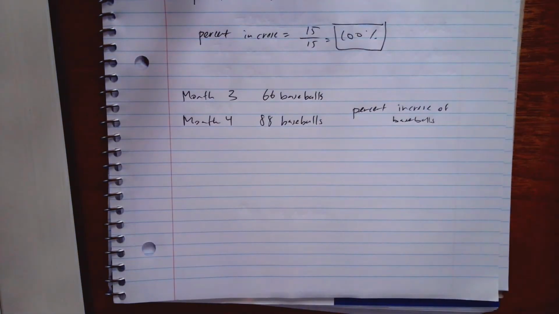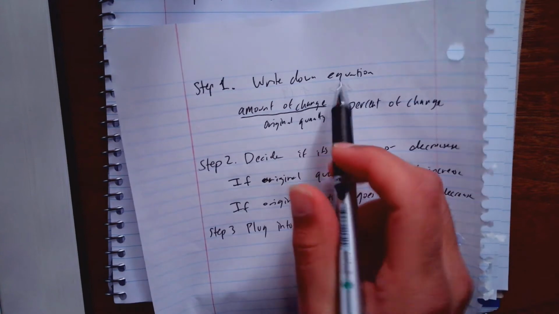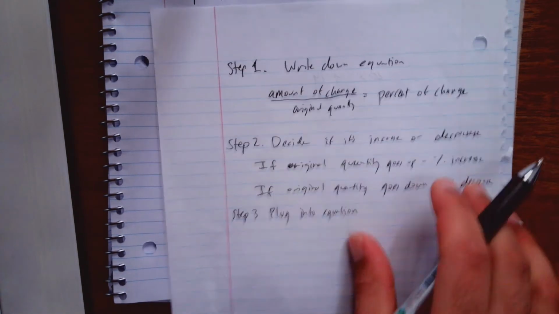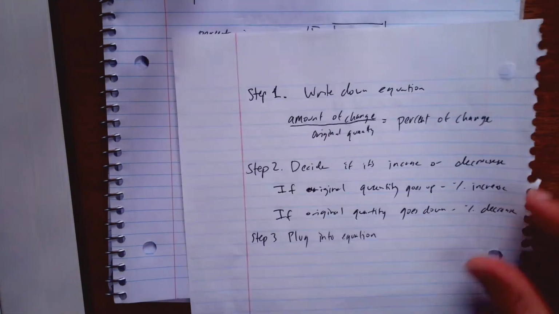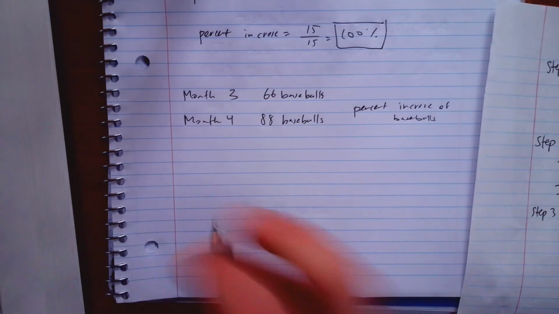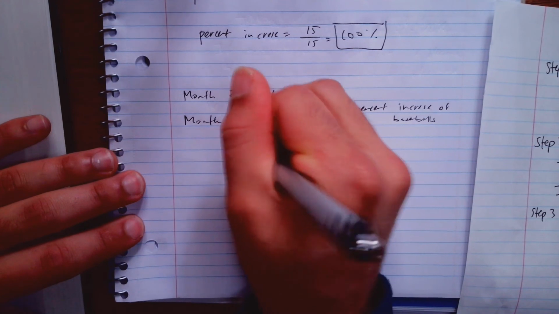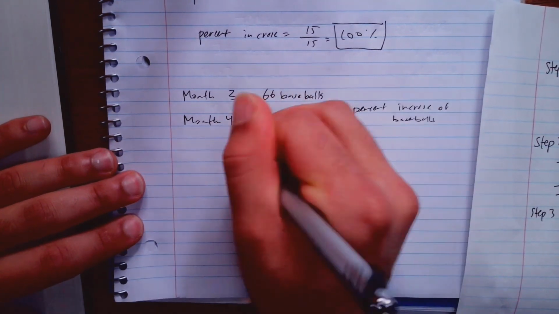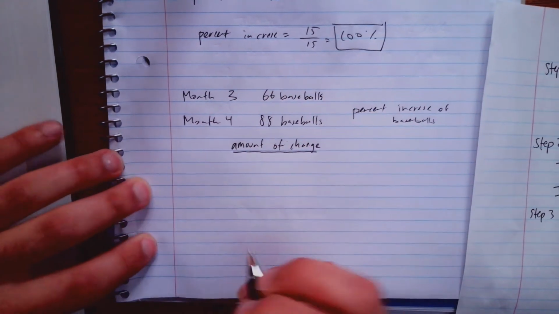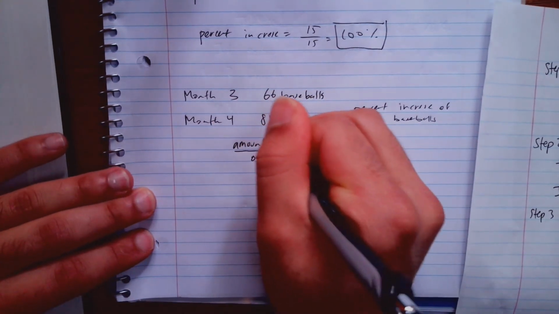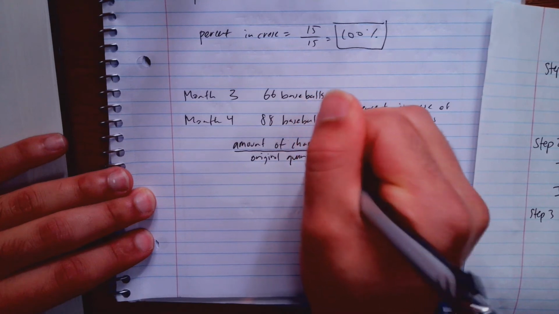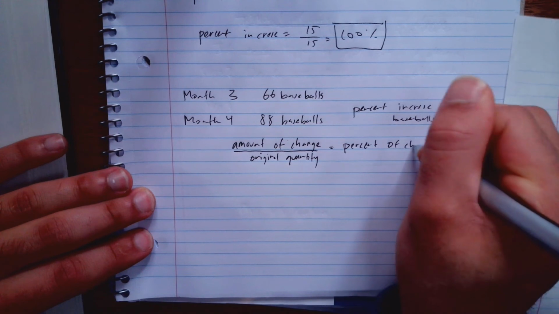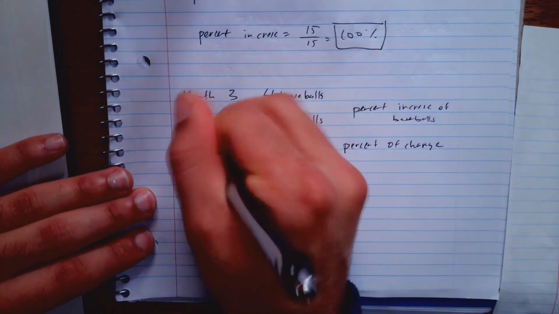Okay, so step number 1, we're going to write down our equation. It's kind of annoying to do, but it's going to help us out in the long run. Trust me. So, what's our equation that we're working with here? Boom. Step number 1, done.